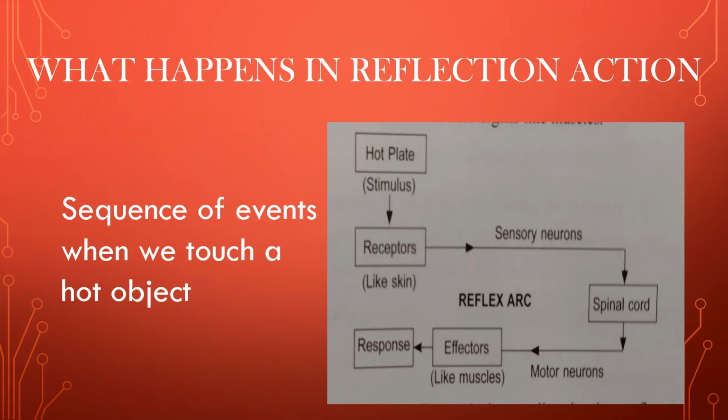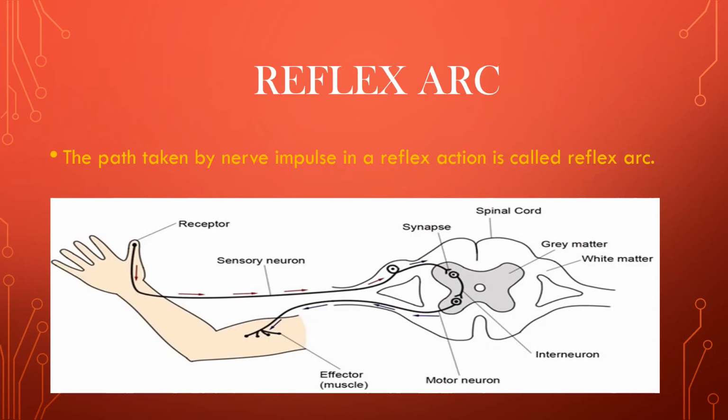This is the way the events occur in sequence. This is the reflex arc shown by the diagram. So first, what is a reflex arc? The path taken by the nerve impulse in a reflex action is called the reflex arc. Here you can see the spinal cord, and the sensory neuron, see the direction, is taking the impulse to the spinal cord, then it is modulating, and motor neurons are taking the message or impulse to the effector. The effector could be either a muscle or a gland. You will see this in the further slides in detail. So this is a diagram for the reflex arc.